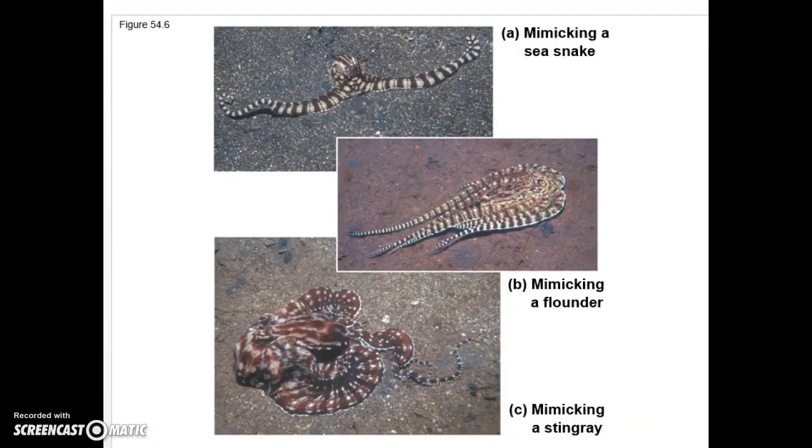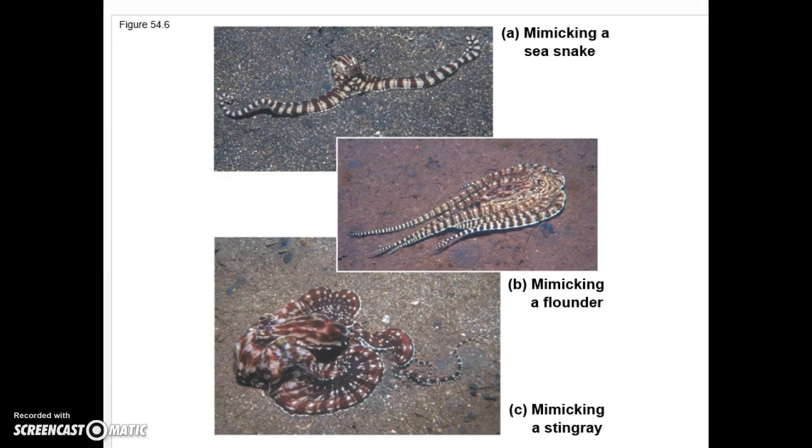We also get mimicry in predators. So in the case of an octopus, for example, mimicry can be used by the predators to get closer to their prey. So octopi will mimic different types of other animals that are not dangerous to the prey. So it can mimic a sea snake, for example, or a flounder or a stingray. You see how this octopus takes on all these different shapes so that it can then get close to its prey in order to catch it.